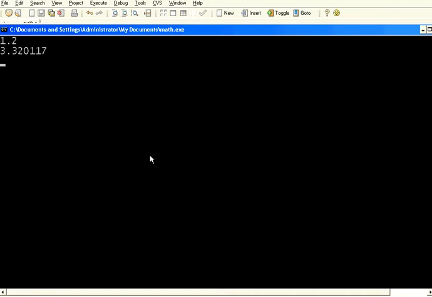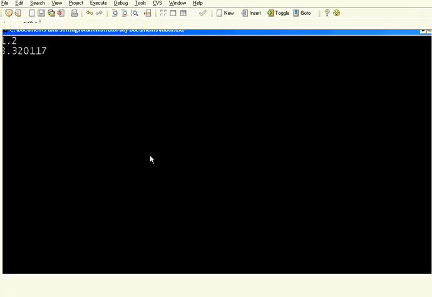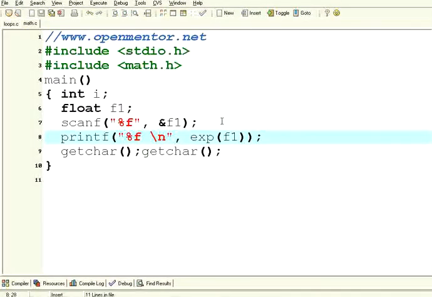What does it mean? I have used a mathematical function called exp. You know e? The e factor is nothing but 1 plus 1 by 1 factorial plus 1 by 2 factorial plus 1 by 3 factorial. It's a series. So e power something, that is given as exp. This is an internal mathematical function.